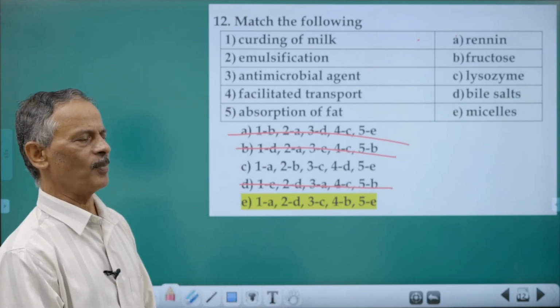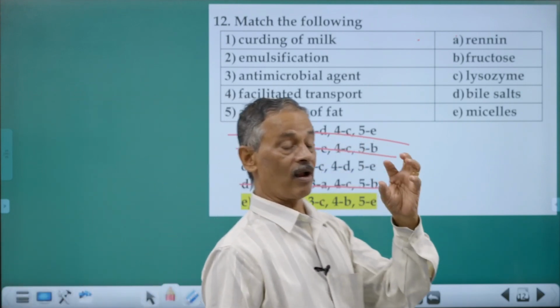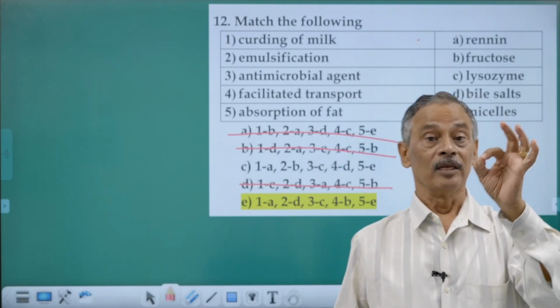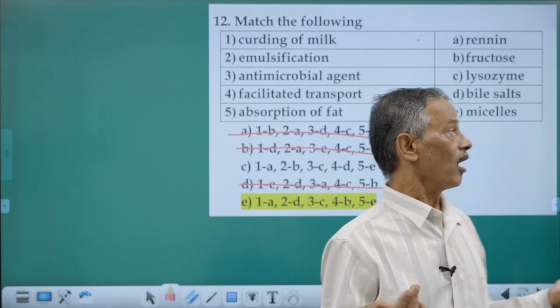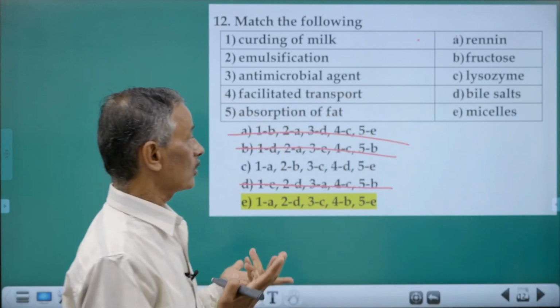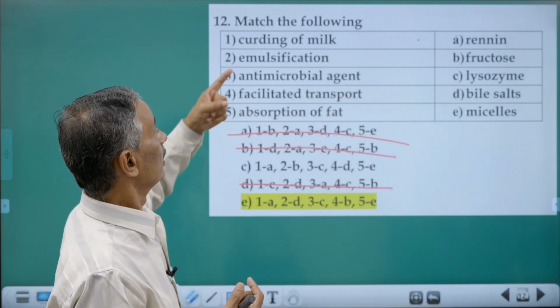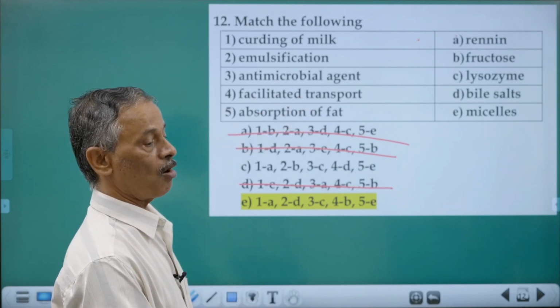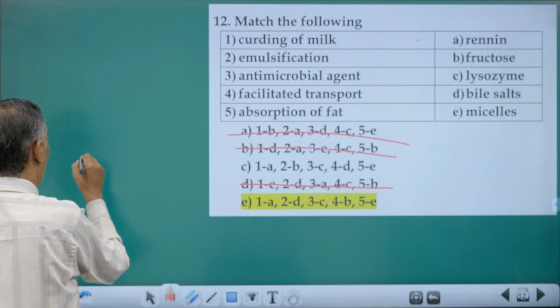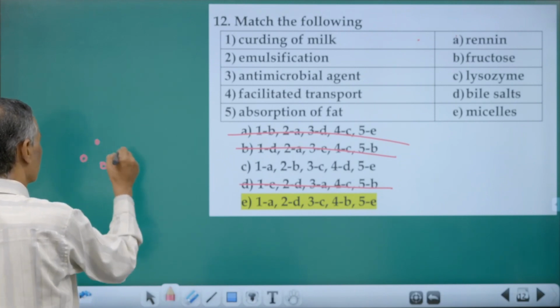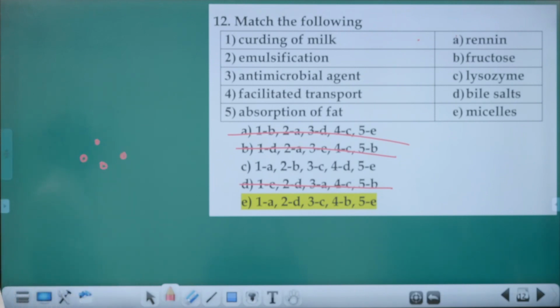Emulsification. What is emulsification? It is breaking lipids into tiny droplets. That is called emulsification. For that, we have bile salts helping. The fat is broken down into tiny droplets. Okay. Now, these tiny droplets are formed with the help of bile salts.